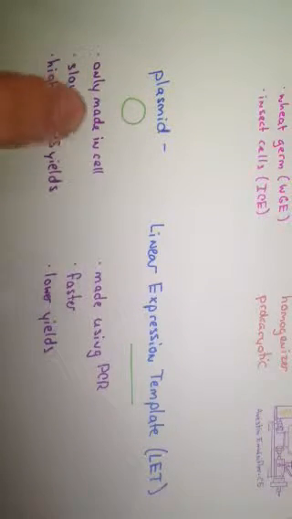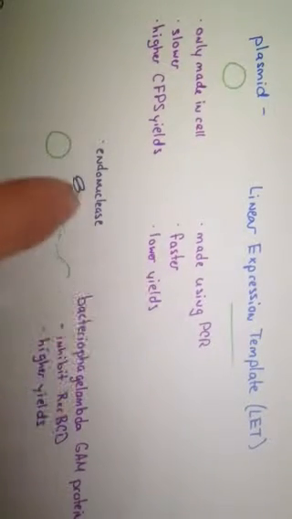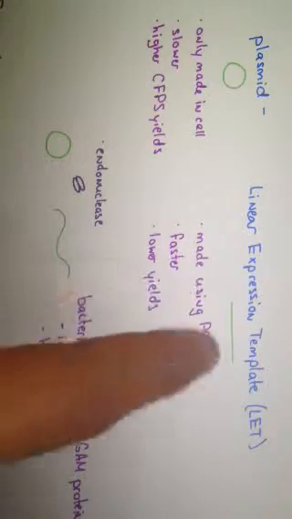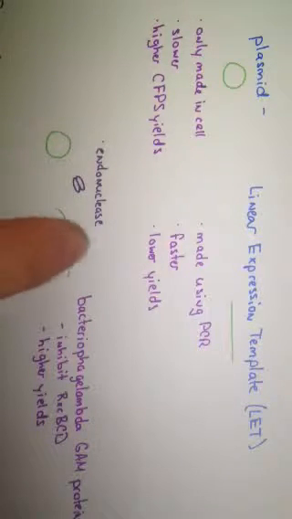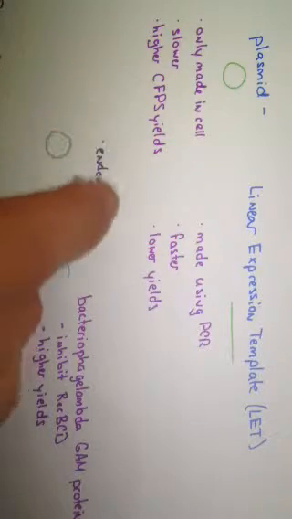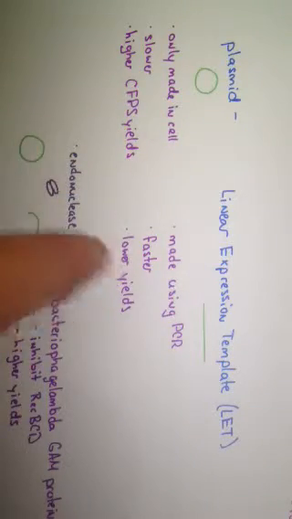Plasmid DNA can only be made in the cell, so therefore it's a lot slower. But LET can be made by PCR, so it'll be a lot faster. One problem is endonuclease, this little enzyme that likes to eat away at the DNA. Because LETs are straight, it can eat away at the ends as well as in the middle, but it can only eat away at small parts of the plasmids. Therefore, plasmids have a much higher yield than the LETs.